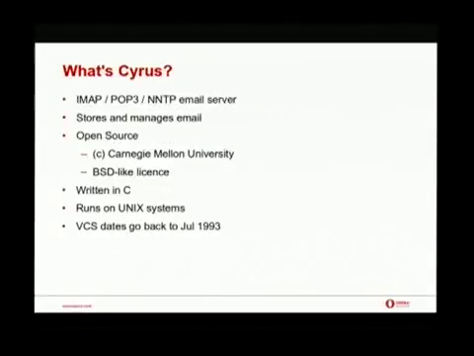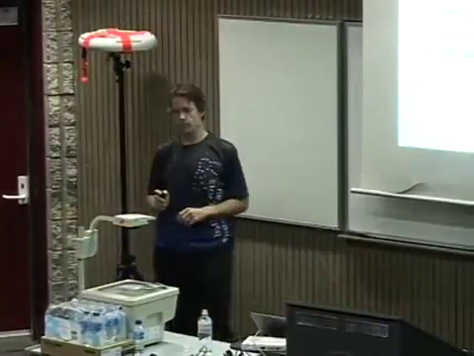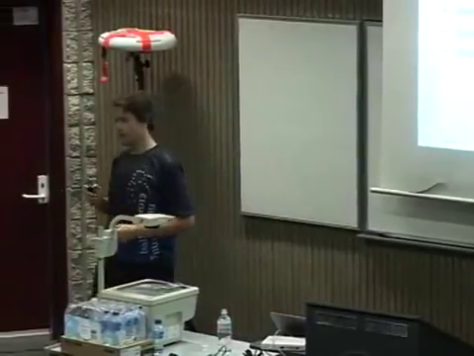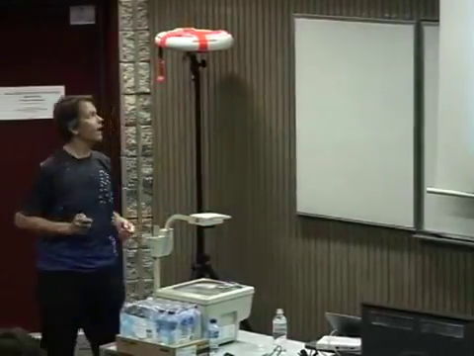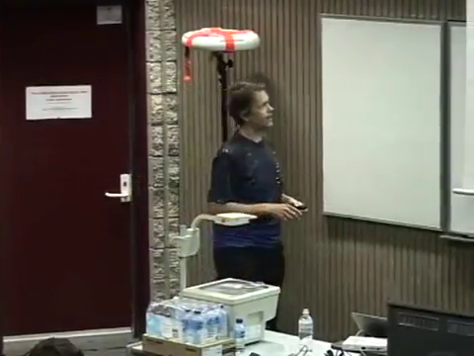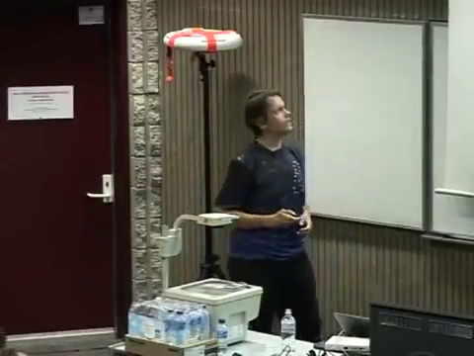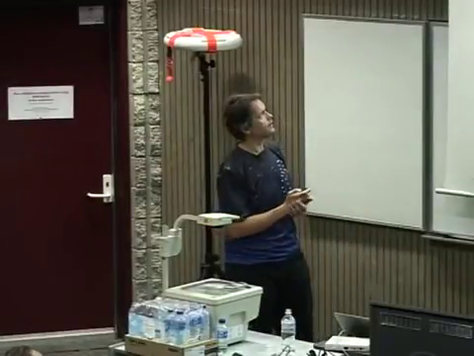What is Cyrus? It's an IMAP and several other protocols that don't matter email server, which stores and manages email. It's open source. It's from Carnegie Mellon originally, and it's a BSD-like license. It's almost exactly the 3-clause license with an extra clause they're putting there to confuse you. It's written in C. It runs on Unix systems, and the version control history goes back to July '93. So it's not exactly a spring chicken.